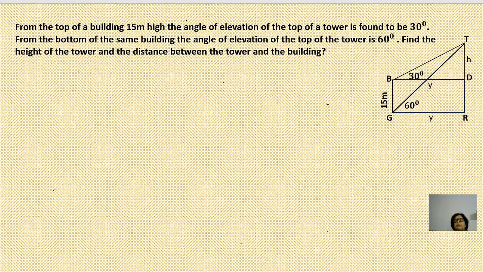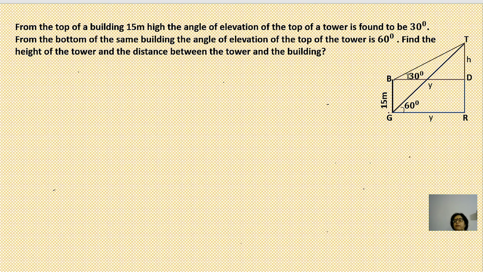But here the question itself suggests, from the top of the building, 15 meter high, the angle of elevation of the top of the tower is 30 degree. So in order to draw this angle of elevation, we draw the horizontal BD over here, and BT joins the top of the tower over here. So angle TBD becomes 30 degree. This is the angle of elevation from the top. From the bottom again, we draw this horizontal GR at the ground, and this angle TGR becomes the angle of elevation. So this is the figure that will be drawn in this case.